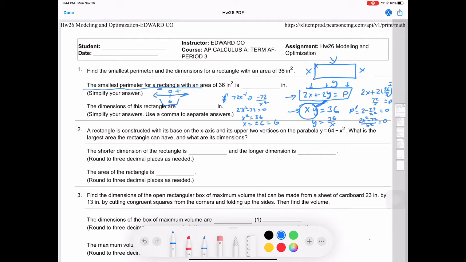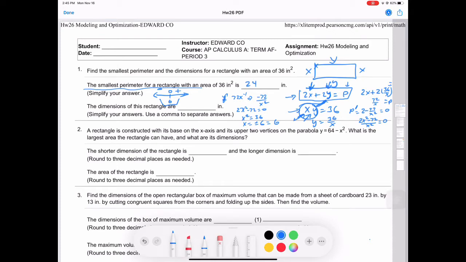We would have to plug in this part here. If x is 6, then y is 6. Now we can plug in 6 and 6 here, and we have a minimum value of 2 times 6 plus 2 times 6 is 24. And that would be our minimum perimeter.